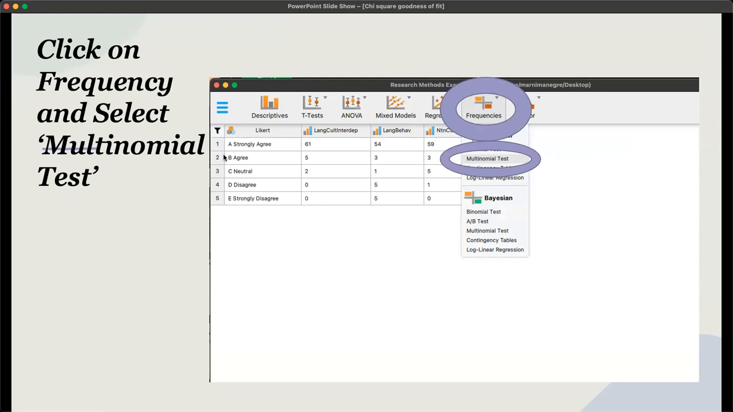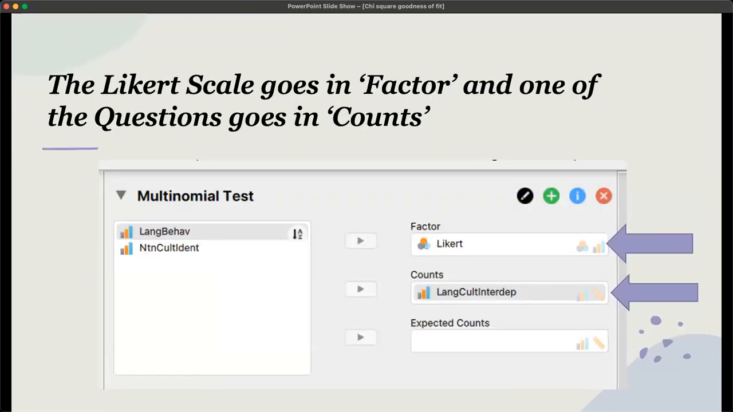Then once you have everything in JASP, you're going to go over to frequencies and click on multinomial test. So this is in a different place than the chi-square for independence. And then we're going to take the Likert over to the factor, and then each of these categories or each of the questions into the counts.